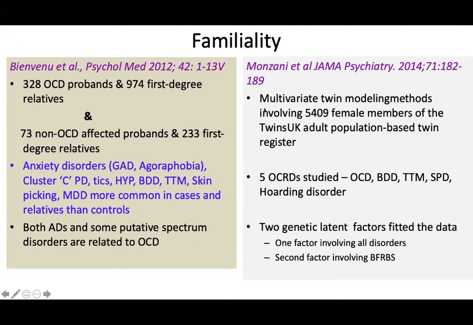There is another study, a large twin study where they studied only OCRDs. They didn't study anxiety. And they found that two genetic latent factors fit the data very well. One which includes all OCRDs together. There may be a common predisposition which can lead to all obsessive compulsive spectrum disorders. And particularly, there is a particular factor which leads to predisposition to trichotillomania and skin picking disorder. So this study also suggests that there is a strong genetic overlap between OCD and other OCRDs. So OCD has a genetic overlap with both anxiety disorders as well as OCRDs.